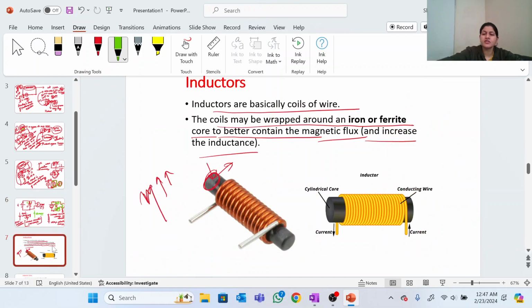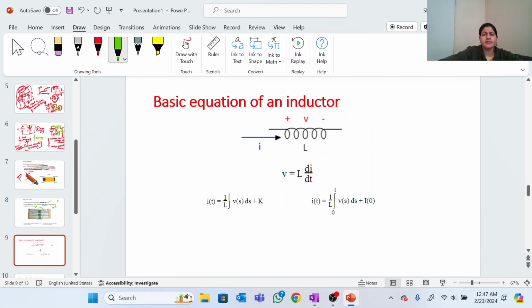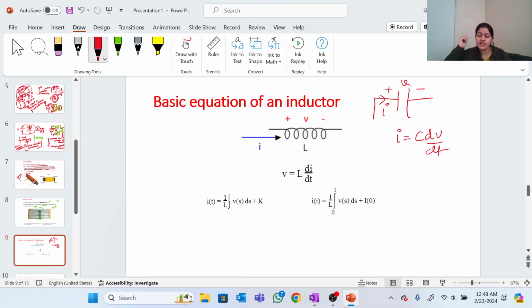Okay, the unit is Henry, like the capacitor unit is Farad, the unit is Henry here. Many inductors have small inductance, so we call it millihenry, that is 10 raised to the power minus 3. Inductor looks like this, and we'll quickly come back to the equations. So just remember, in case of capacitor it was I is equal to C dV by dt. Here it is V is equal to L di by dt, right?